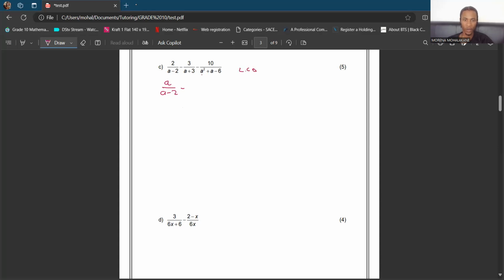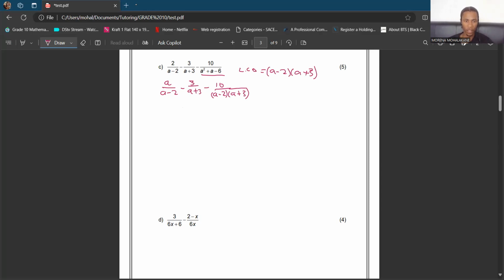First thing, LCD, right? I need to factorize this thing, however. So if I factorize it, so I have 3 over A plus 3, then I have minus 10. And if I factorize that, I'm going to have a minus 2, and then a plus 3. That's what I have there. So my LCD is going to be a minus 2, and then a plus 3.